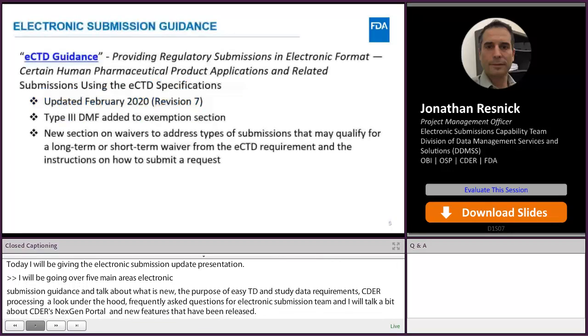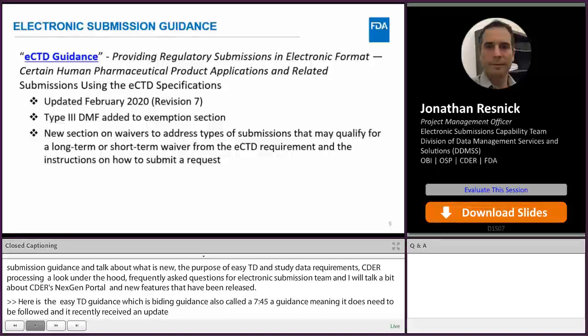There is the eCTD guidance. This is a binding guidance, also called a 745A guidance, meaning that it does need to be followed. It recently received an update this past February, and it's now on revision 7. The two main things in the update are that Type 3 drug master files have been added to the exemption section, and there's a section on waivers, specifically on how you can request an eCTD waiver.